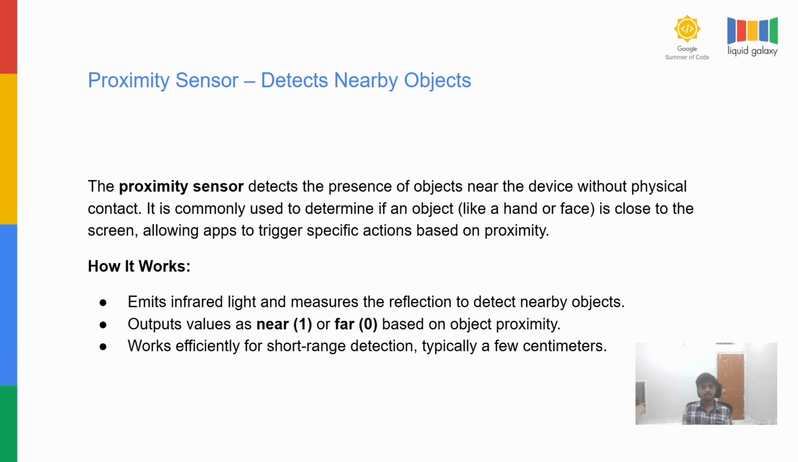How it works? Emits infrared light and measures the reflection to detect nearby objects. Basically, it takes the time as a parameter, how much time it takes for the infrared light to return to the screen, and then it estimates the distance. Output values as near 1 or far 0 based on object proximity. Works efficiently for short range detection, typically a few centimeters.